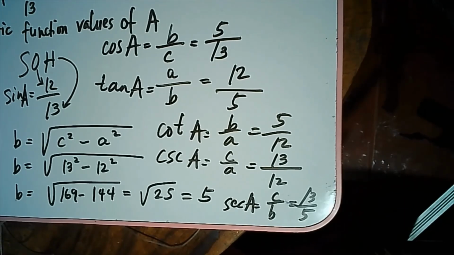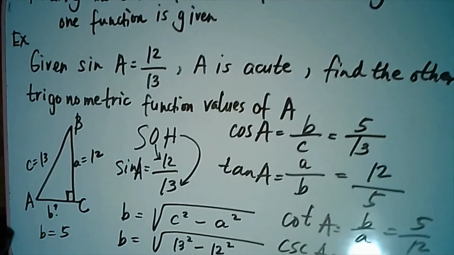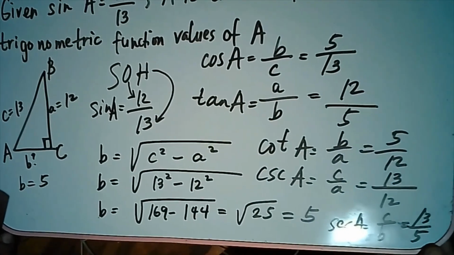So here we found the other 5 trigonometric functions of an acute angle given one trigo function, which is in this case the sine A. So we're done.